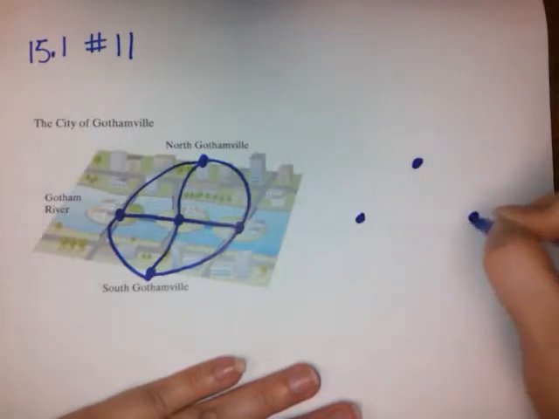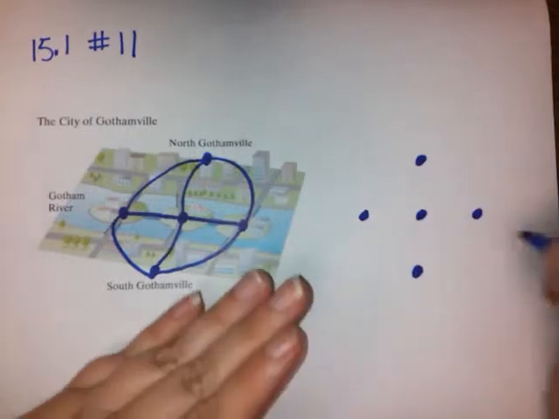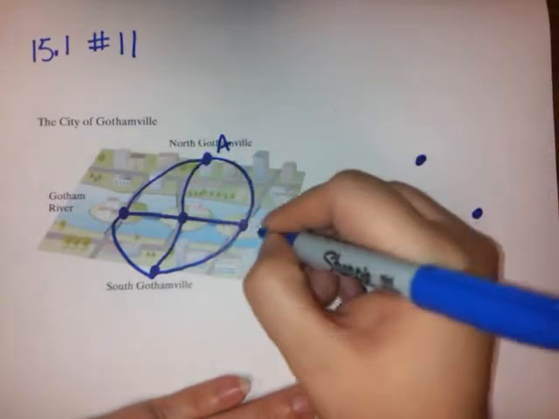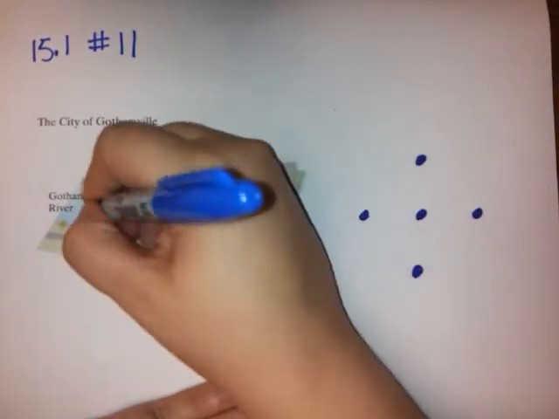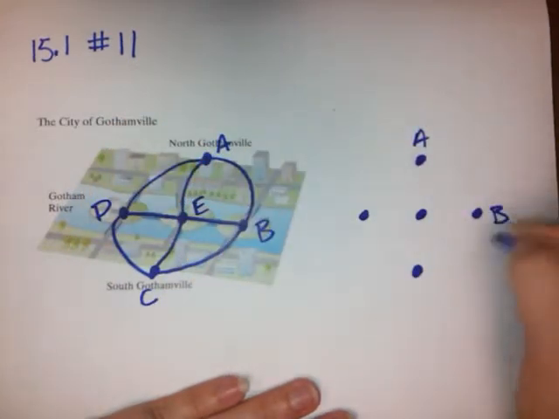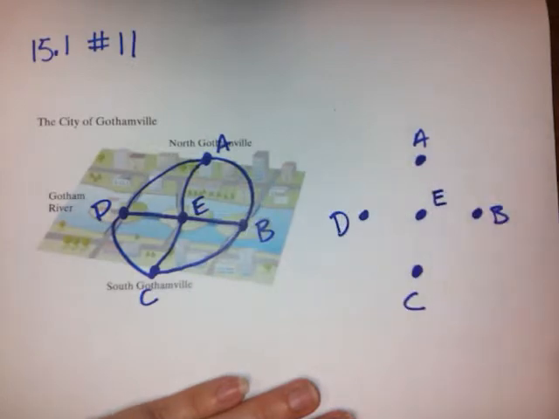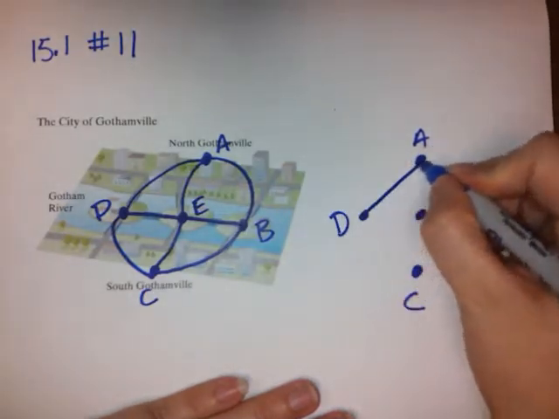Make sure you get the right number of vertices. So in this case we had 5 vertices, and if it helps you can label them. You know, A, B, C, D, and E. We'll go ahead and do that. And E, and now draw in the edges.